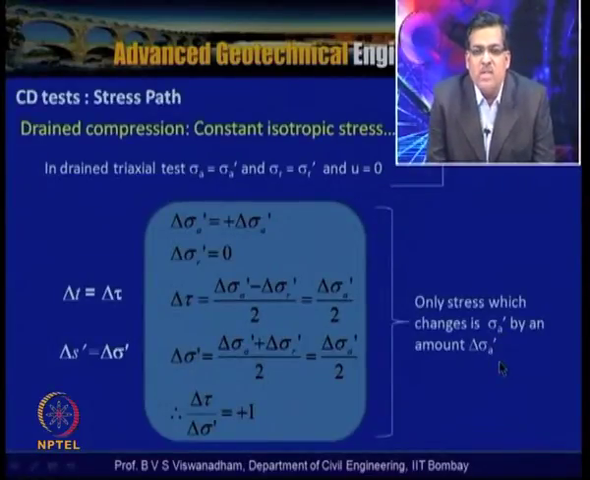So the only stress which changes is sigma a dash by an amount delta sigma a dash, that is, the actual stress is increased, and everything else, delta sigma r dash, is equal to 0. In the drained stress path, compression with constant isotropic stress where delta sigma r is equal to 0, the pore water pressure dissipation during the shearing is 0.